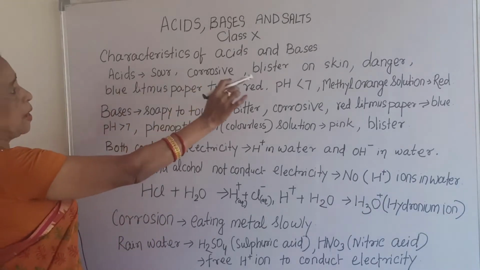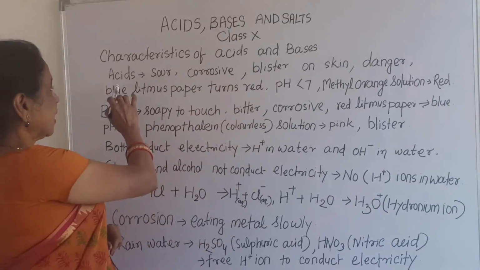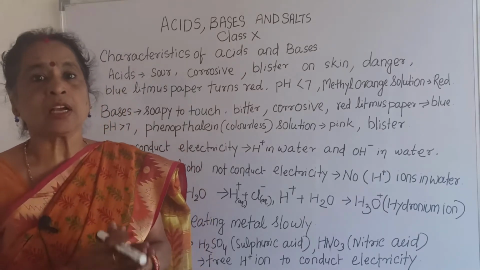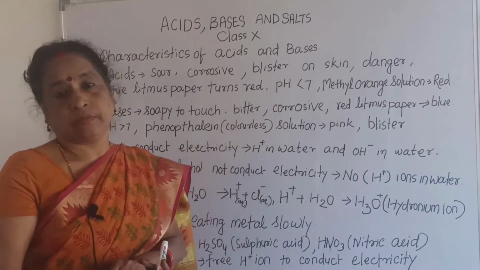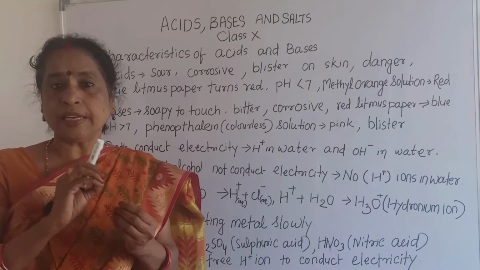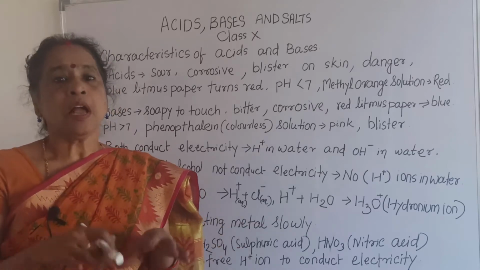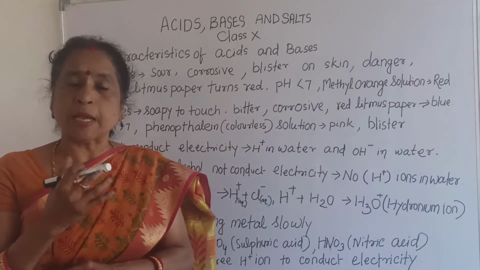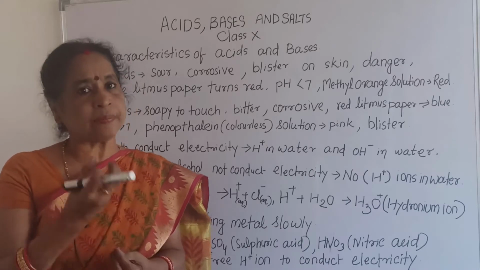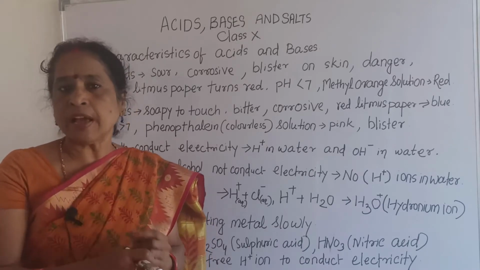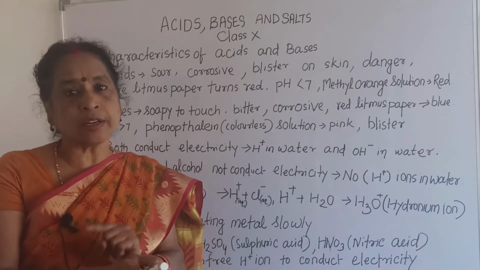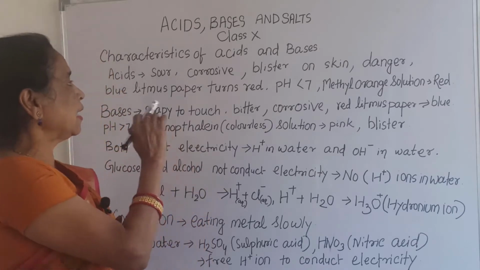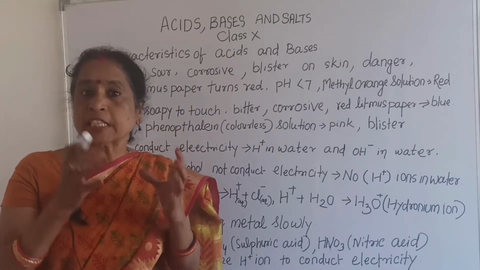Then come to the main characteristics of acid: sour in nature, corrosive, blister on the skin, and dangerous. That means acid is always very dangerous to our skin, so avoid it; it is very dangerous. Then here, blister: what is meant by blister? Blister means one type of wound produced on the skin when acid comes in contact with it.